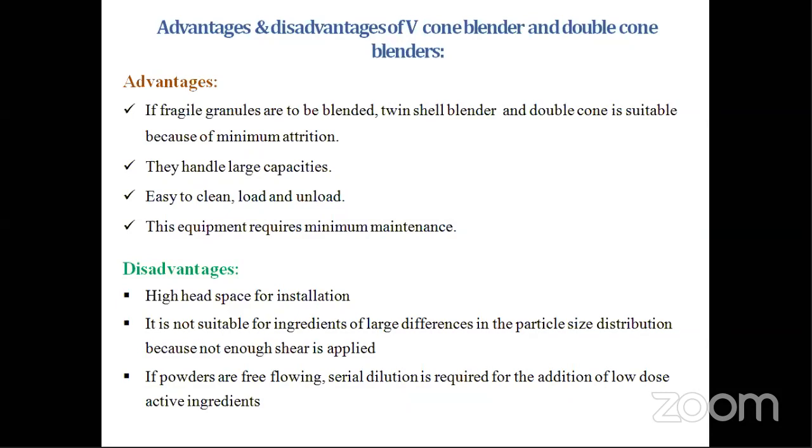If powders are free flowing, serial dilution is required for the addition of low dose active ingredients. If you're mixing a low dose active ingredient, meaning your drug, with a large quantity of materials like excipients, during the mixing process you have to maintain the serial dilution, meaning 1 to 10. If one portion is the active ingredient, you have to add 10 portions of the excipients. That's why it goes to uniform mixing.